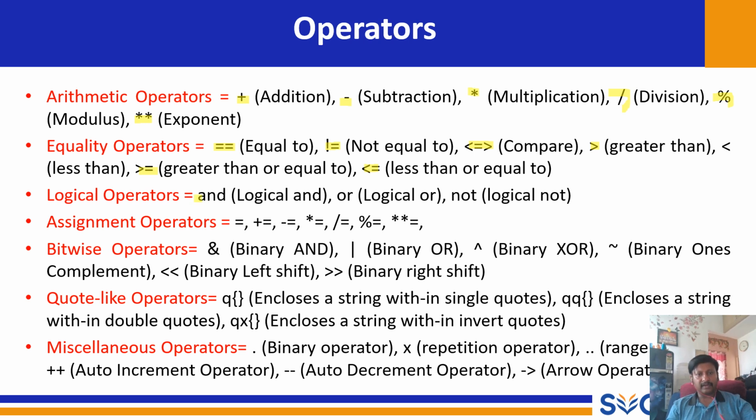Under logical operator, you can find AND for logical and, OR for logical or, and NOT for logical not. Now come across the assignment operators. The basic assignment operator is equals, but we can also prefix it with arithmetic operators. For example, you can also use plus equals and minus equals, which is also an assignment operator. Asterisk equals, slash equals, percentage equals, double asterisk equals.